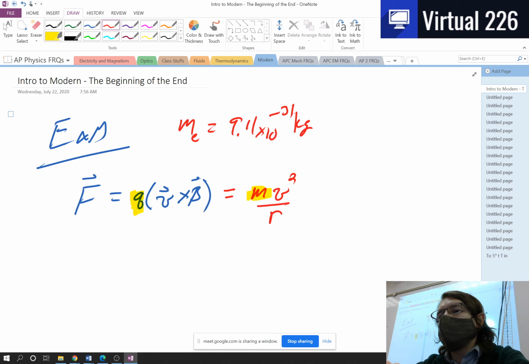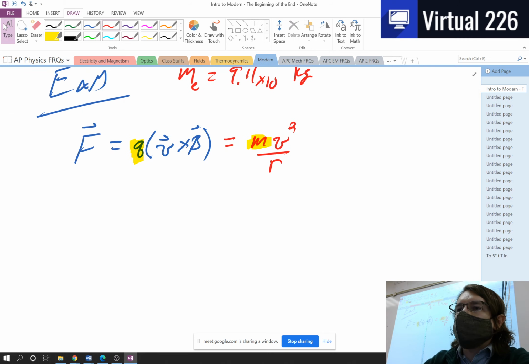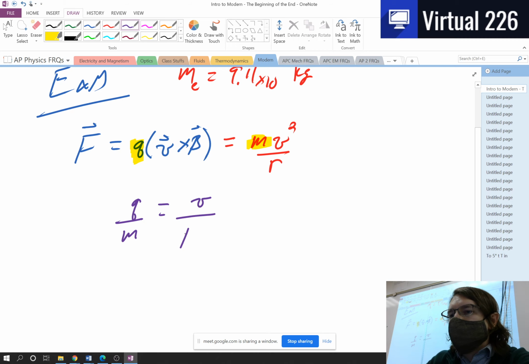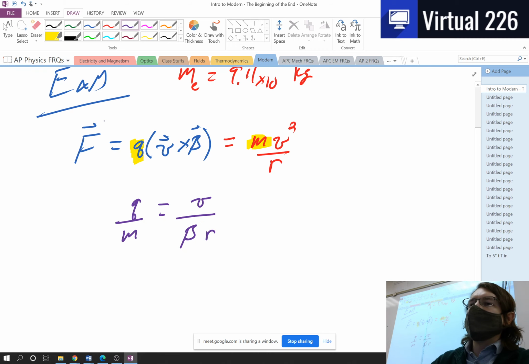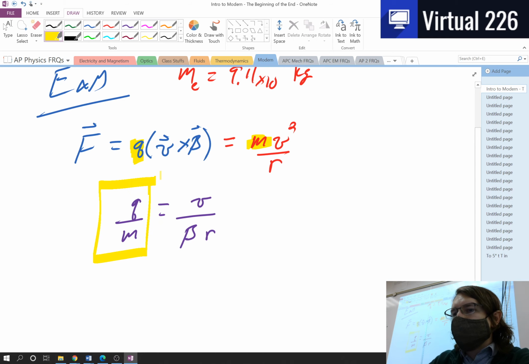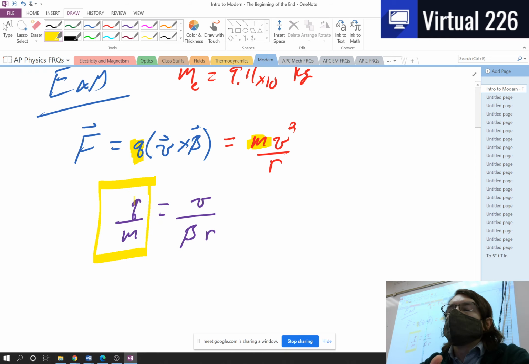Some of the most early experiments to try to figure this out weren't actually figuring out mass or charge. They were figuring out a mass-charge ratio. Because what we could see here, through some clever manipulation, is we could say that Q over M was equal to V over BR. And this would give us a ratio of these terms here, which was useful, but it wasn't either of them completely. But if we could get one of them, either the charge or the mass, then we could start working and finding other things.